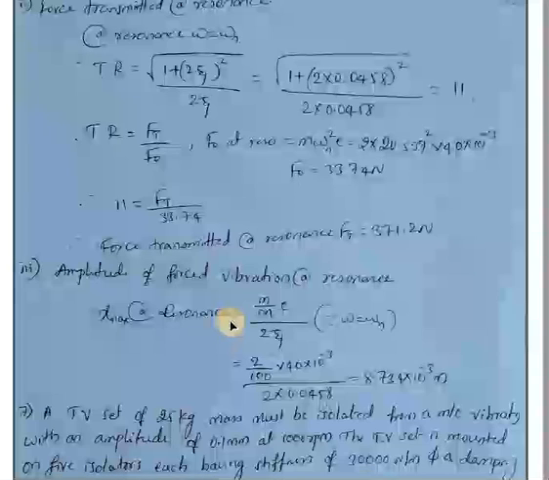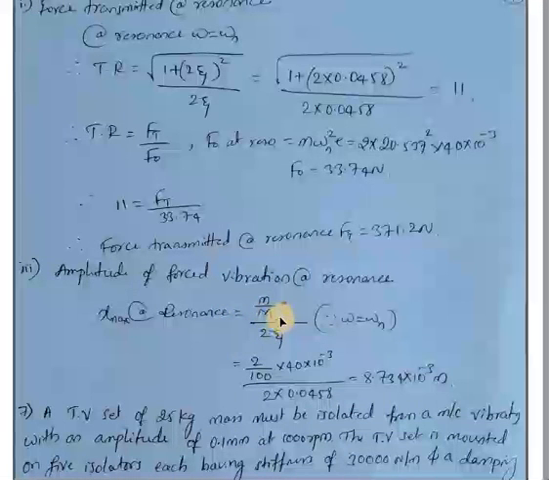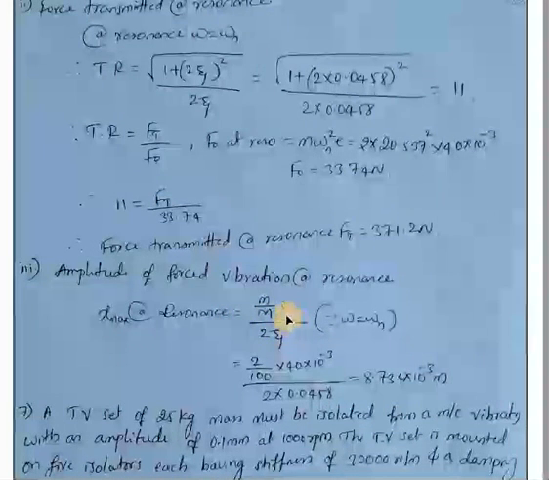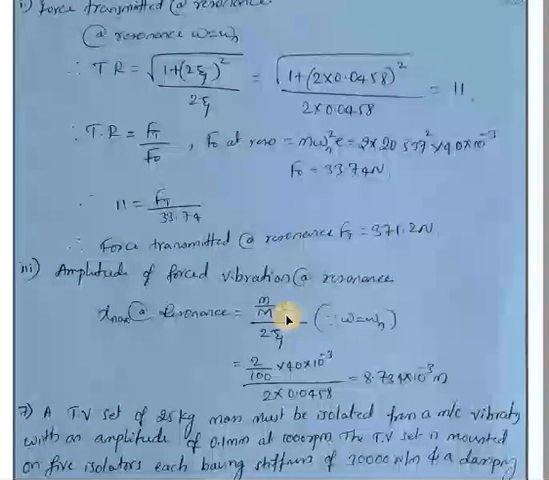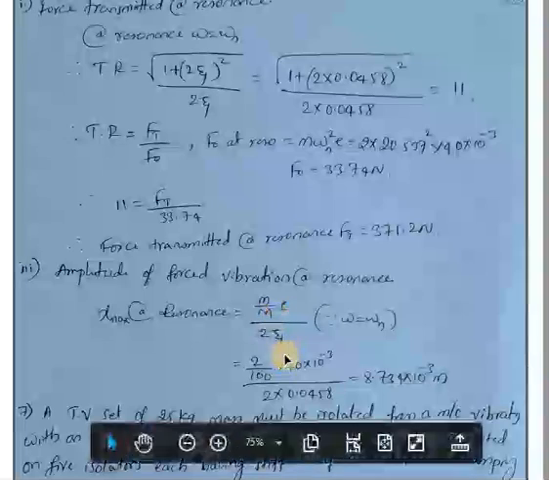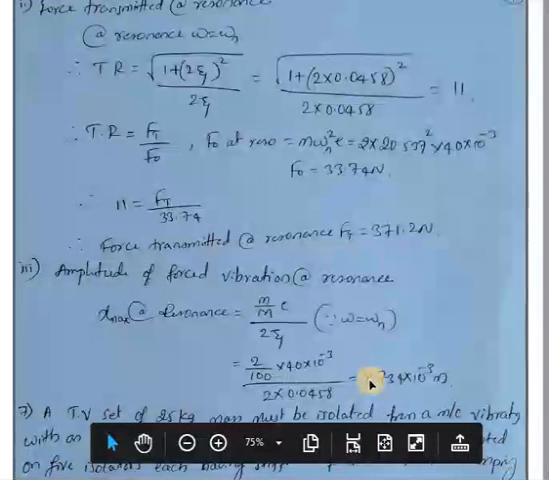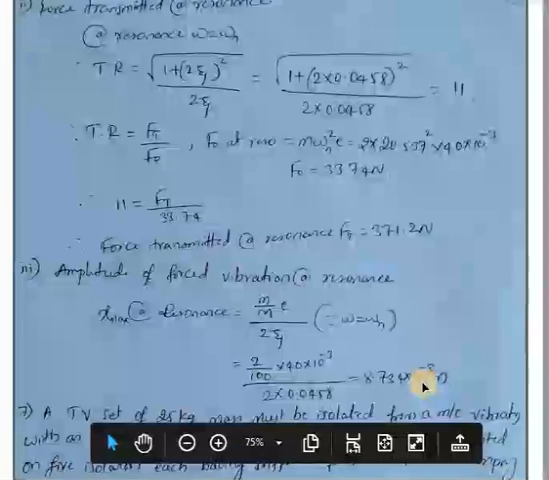Then the third part he has asked us to calculate is the amplitude of forced vibration at resonance. So x max at resonance is given by m into e divided by 2 zeta. Here also some of the terms will vanish because omega equal to omega n. Substituting those values, you will get x max as 8.734 into 10 raised to minus 3 meter.